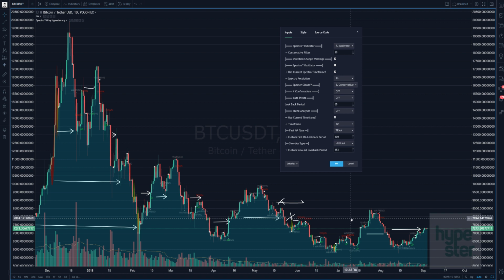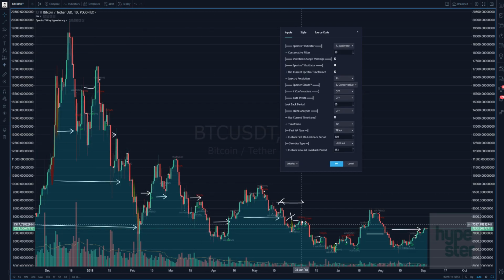That's what the Spectro clouds do. And then you see that the cloud goes yellow. That's pretty much when the indicator tells you, hey, this is the end of this warning, and the adjustment, the correction, the reversal might begin soon. So the yellow area can also be a very good entry point. I don't like to use it so much because, you know, sometimes stuff like that happens.